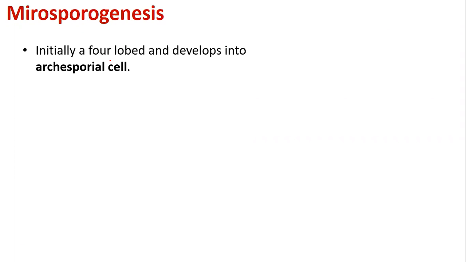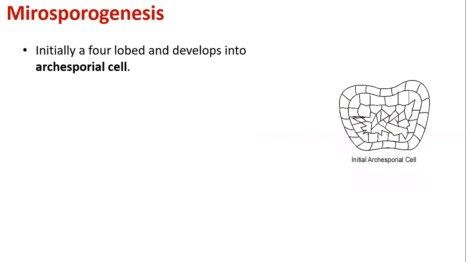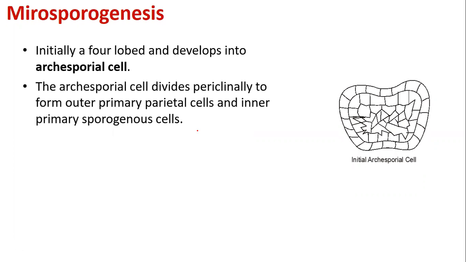But before that, let's try to understand how the process begins. The process begins with one particular cell, what we call the archisporial cell. You can see there, that is the initial archisporial cell. Now, this archisporial cell divides periclinally. Now, can you tell me what is the difference between periclinal division and anticlinal division? Question is for both of you. Any idea what is periclinal, what is anticlinal? I'm talking about this.